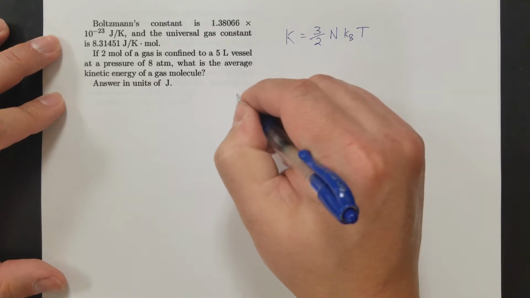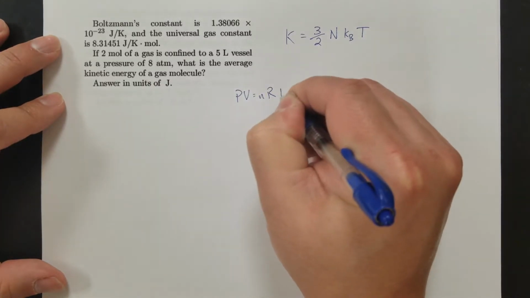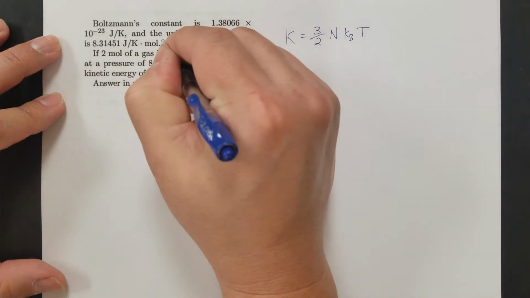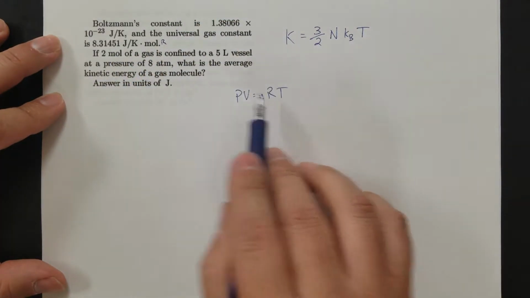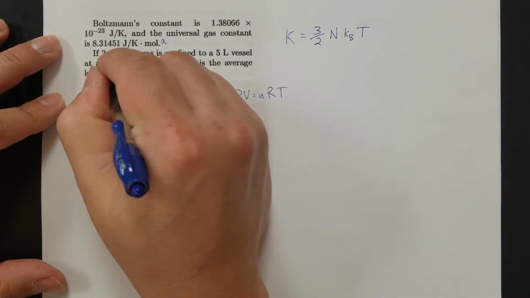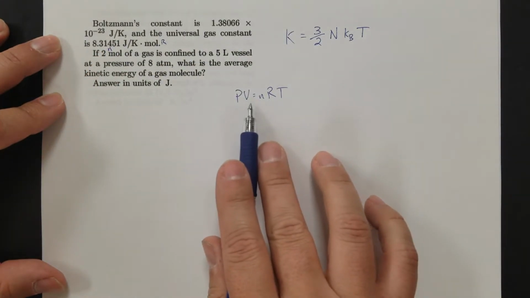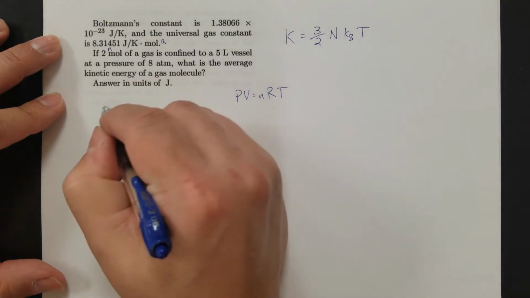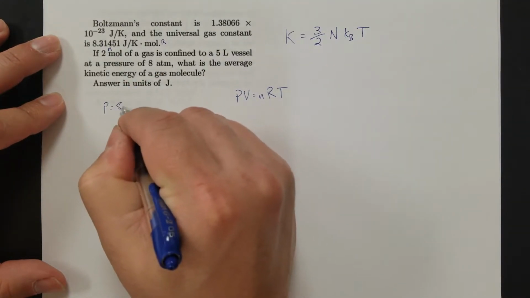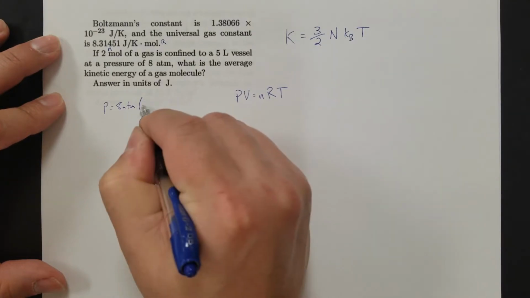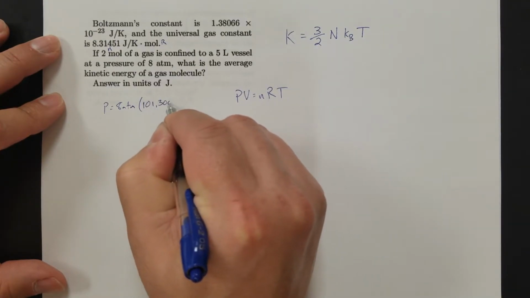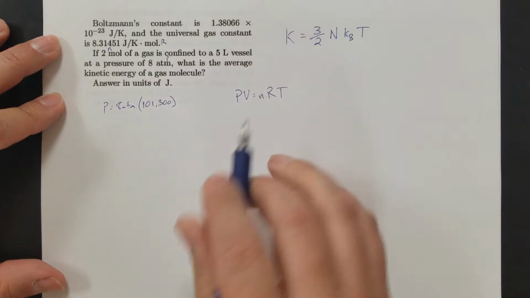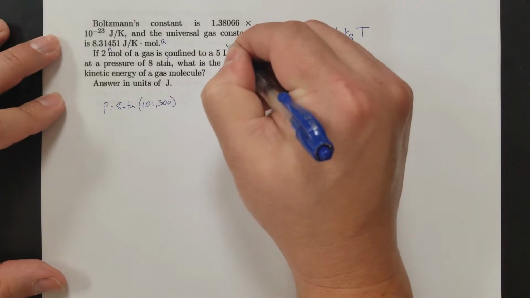So the ideal gas law says PV equals nRT, right? And R is 8.31. The number of moles, 2 moles, is my n. T is what I'm trying to find. The pressure is 8 atmospheres, so I'm going to have to take 8 atmospheres and multiply it by 101,300 to turn it into pascals so that I can use this, right? So there's my pressure. And my volume is 5 liters.